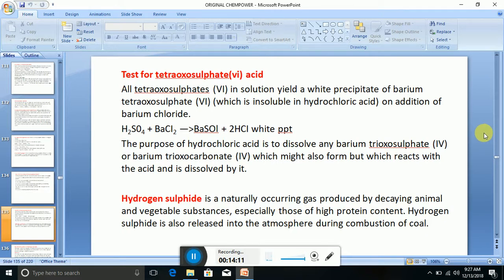Hydrogen sulfide is a naturally occurring gas produced by decaying animal and vegetable substances, especially those of high protein content. Hydrogen sulfide is also released into the atmosphere during the combustion of coal.